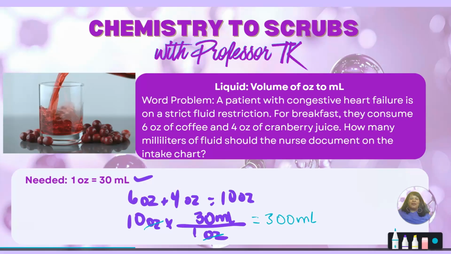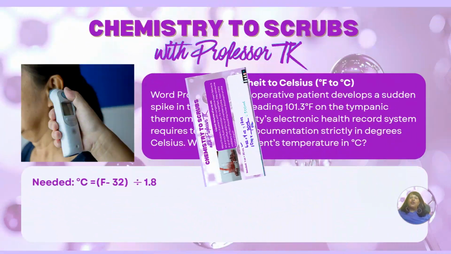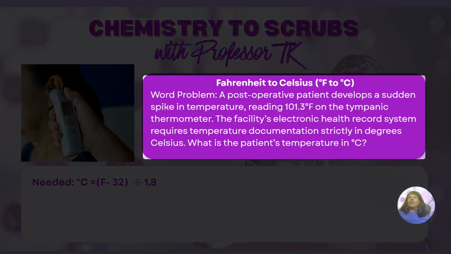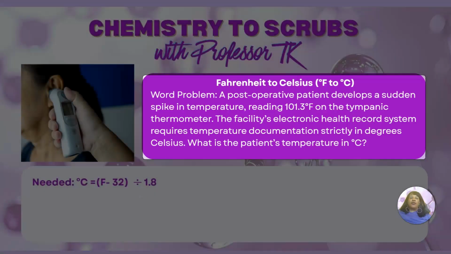All right, it's that simple. So far, so good. In our next example here, you're going to do a conversion for Fahrenheit to degrees Celsius. Now, here's the thing with these types of problems. When you read them, you can read them for information, but then you want to get the meat out of what you need to do. So it says, a post-operative patient develops a sudden spike in temperature, reading 101.3 degrees Fahrenheit on the tympanic thermometer. The facility's electronic health record system requires temperature documentation strictly in degrees Celsius. What is the patient's temperature in degrees Celsius?